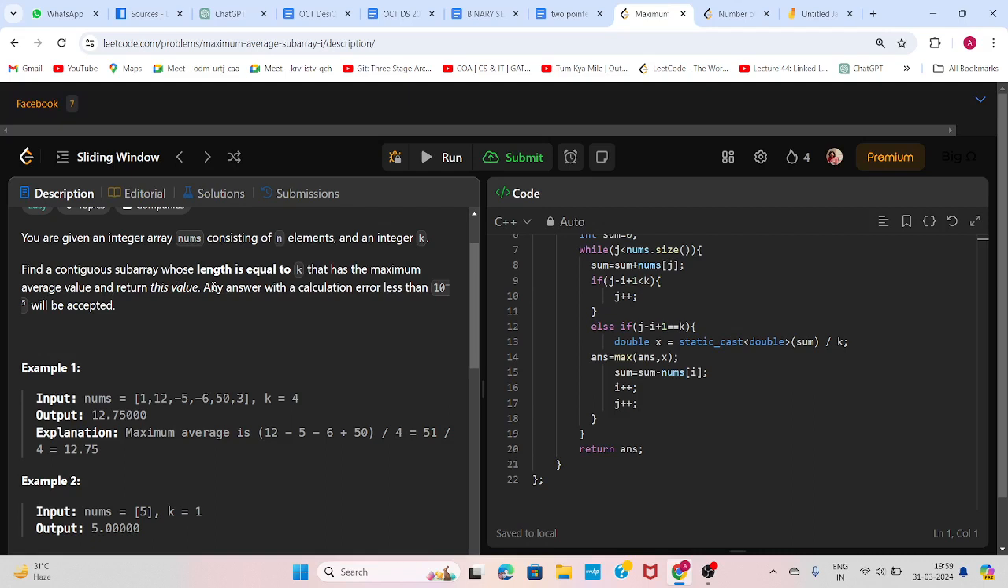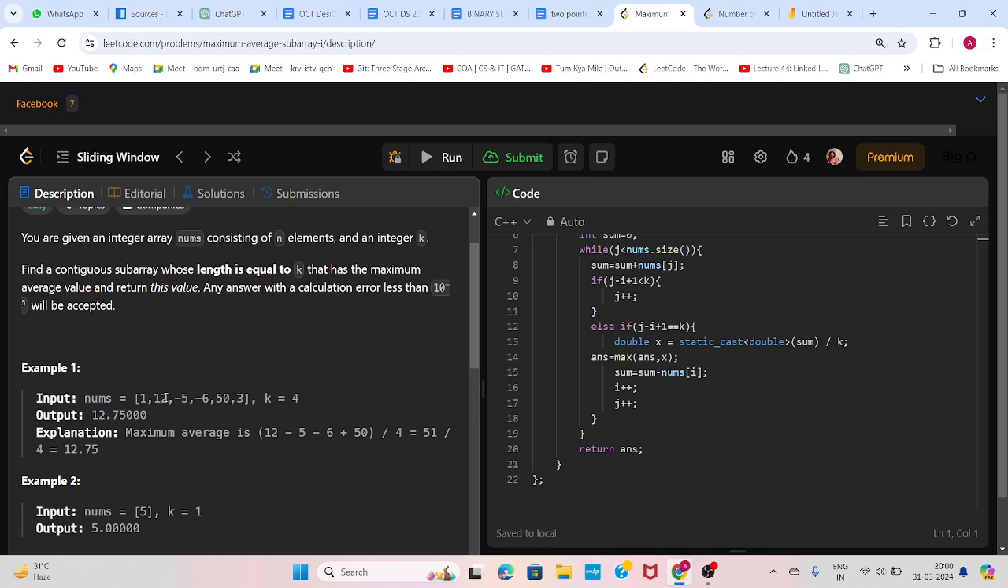Return this value, and any answer with a calculation error less than 10^-5 will be accepted. What is meant to say is that we have to find a subarray whose length is k, and from all the subarrays we have to find the average value which is maximum among all of them. Like, let us consider we have 4, we will find the average of these 4, we will find the average of these 4, and so on, and then we will check the maximum among all of these, and that will be our answer.